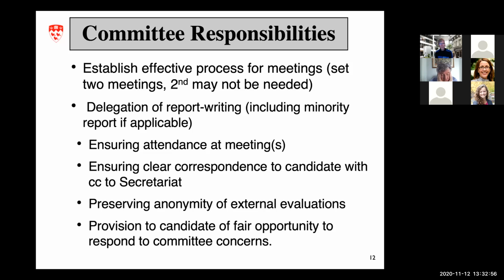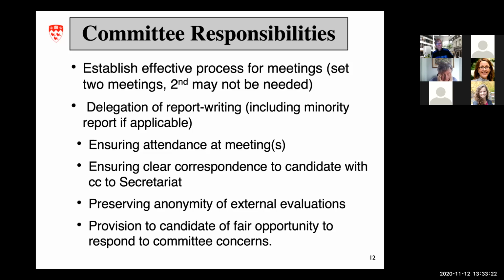Also, part of the responsibility is, as was mentioned, ensuring that if you need to communicate with the candidate at any point, you do that through the Secretariat. So make sure, please, that Bonnie Bornstein is on copy on all of your messages to the candidate, and the candidates have all been informed that if they need to communicate with members of the committee, or the chairs in particular, they also copy the Secretariat.